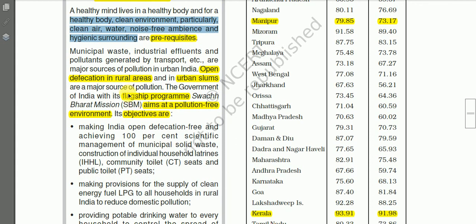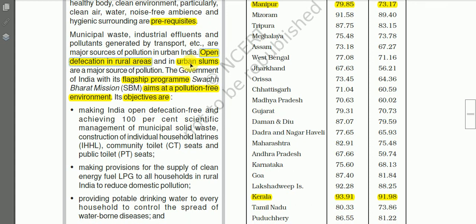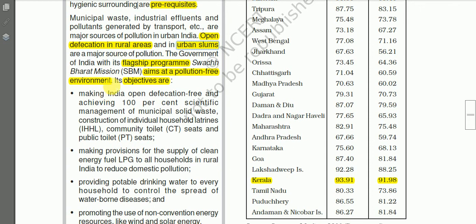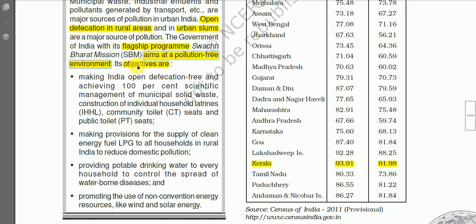Then municipal waste, industrial effluents and pollutants generated by transport, etc. are the major sources of pollution in urban India. Open defecation in rural areas and in urban slums are also major sources of pollution. The government of India, with its flagship program Swachh Bharat Mission, aims at a pollution-free environment. And the objectives of Swachh Bharat Mission are given below.